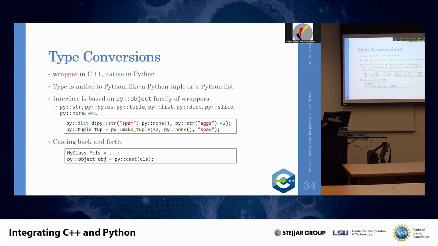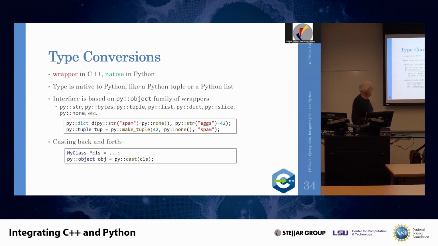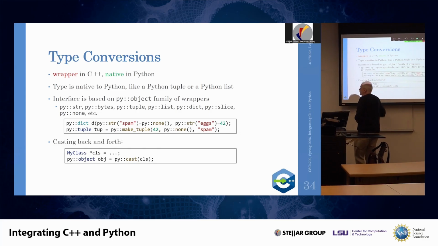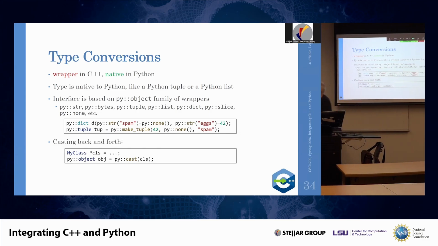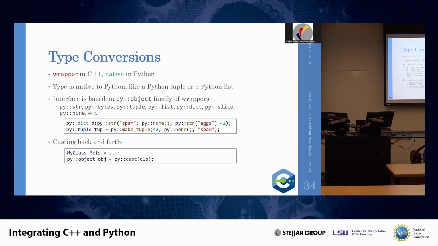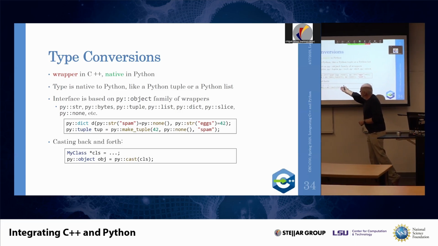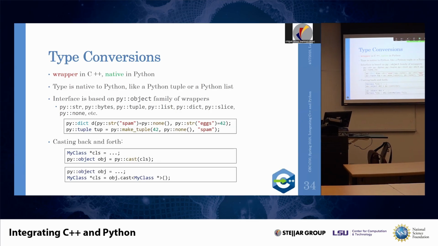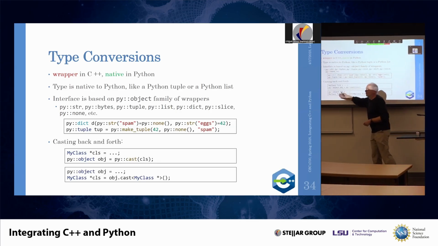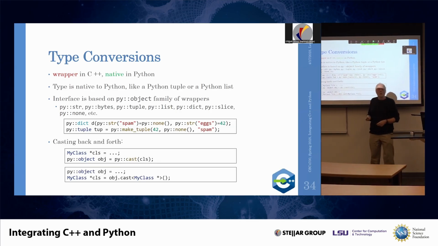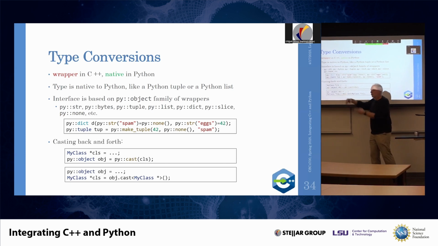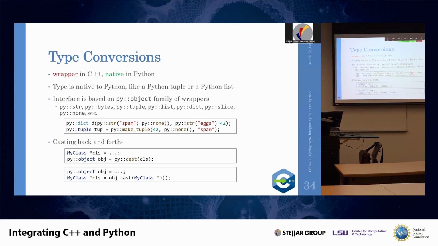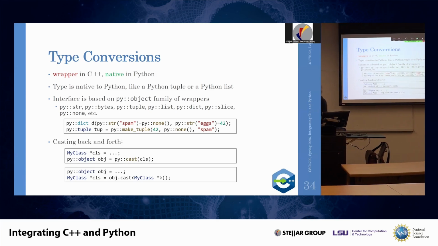You can cast things explicitly. You can say, OK, I have a C++ class, and I want to turn that into a Python object. Well, you just say, okay, please cast that into a Python object. The other way around, you can cast objects into the C++ type, which gives you a pointer to whatever is wrapped on the Python side. So you can go back and forth easily using these two facilities.